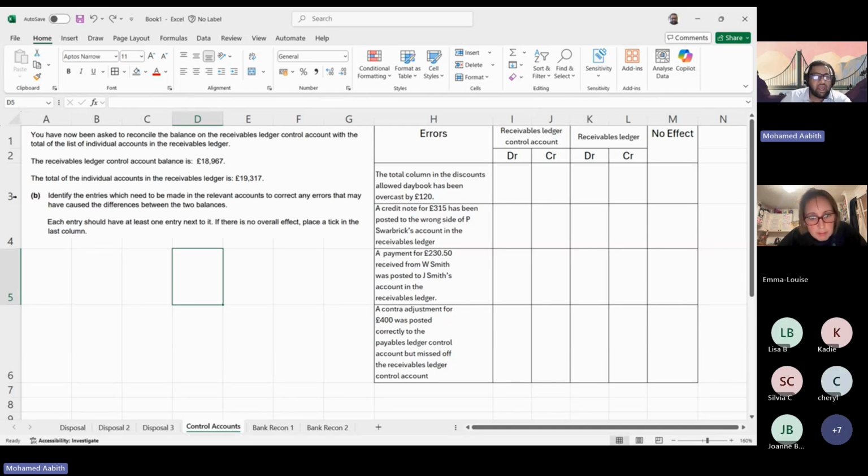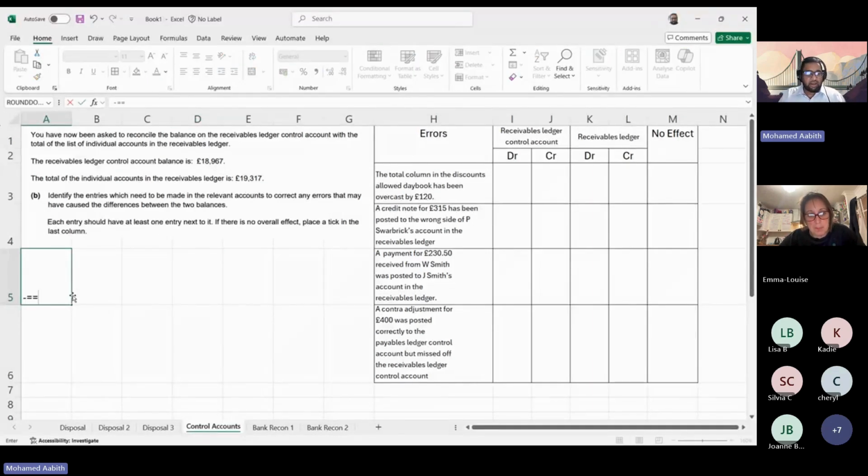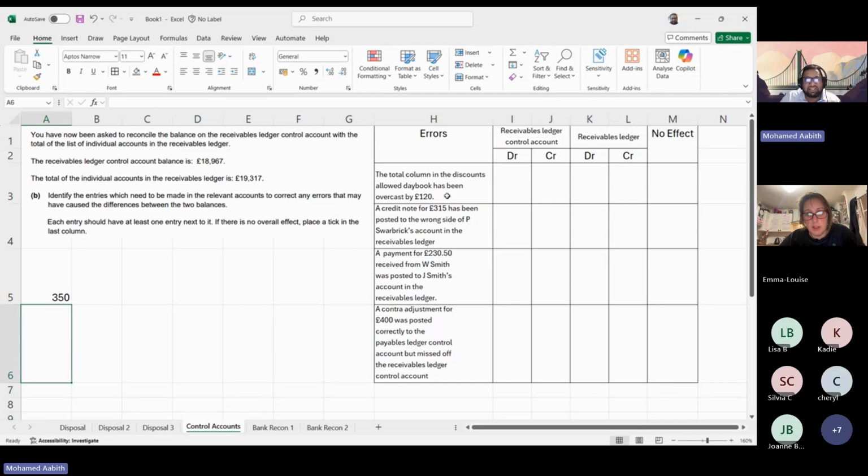So they're saying here the receivable ledger control account has 18,967. The individual customer accounts will have 19,317. So there is a kind of a discrepancy. How much is that? Let's see here, equal to 19,317 minus 18,967. So it's about 350 pounds. But let's look at it. What could have caused this?